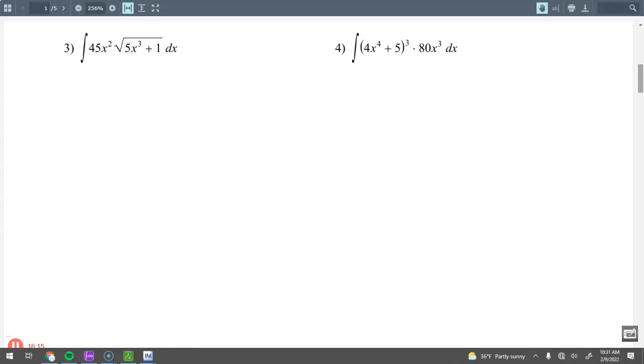So for three, I'm just gonna keep going. Is that reasonable? Yes. Keep going through. So I don't want the root there. So I'm gonna go (5x to the third plus 1) to the 1/2 times dx. And then, what's the big guy? 1/2 power. Little guy? This part.